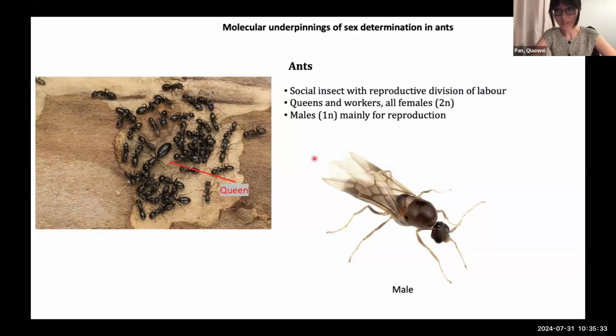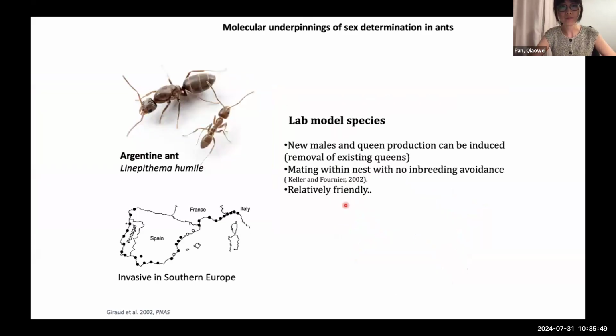And males do exist, but they are usually produced during a short period during the year. They are haploid. They do not participate in the daily maintenance of the colony. Adult males do not even eat, so their main function is reproduction.